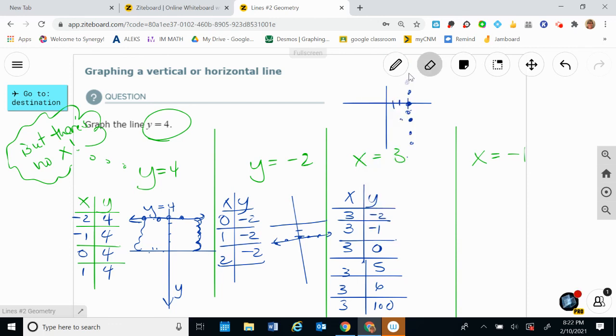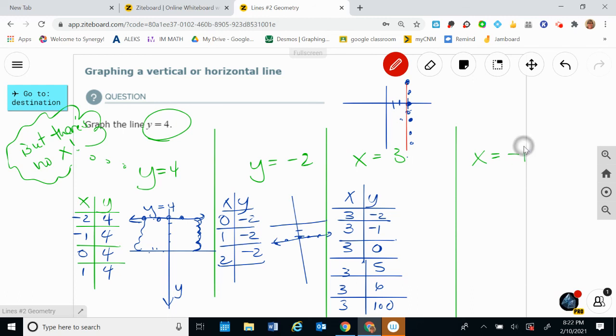I'll actually pick a different color because I'm bored too. Okay, here, I keep doing that. Oh God, I'm so sorry. I try. I promise I try. Okay, so you get this vertical line for x equals 3, right at 3.